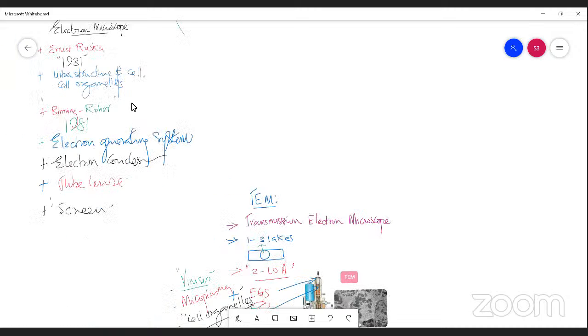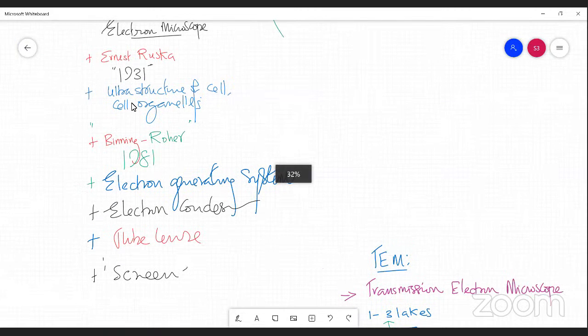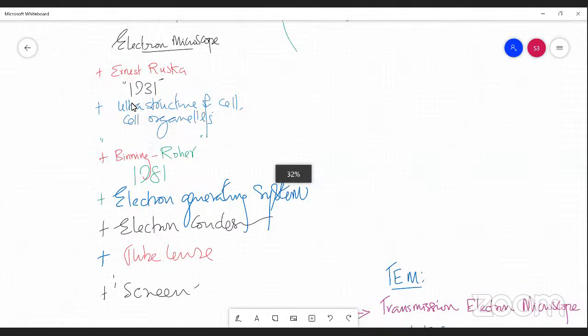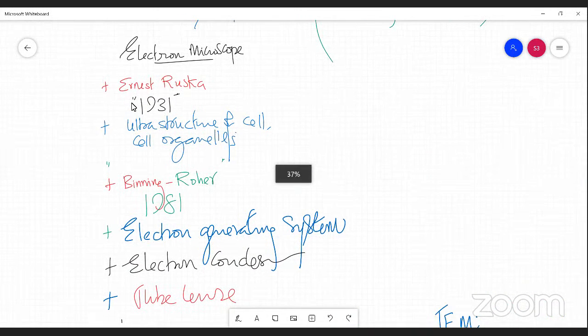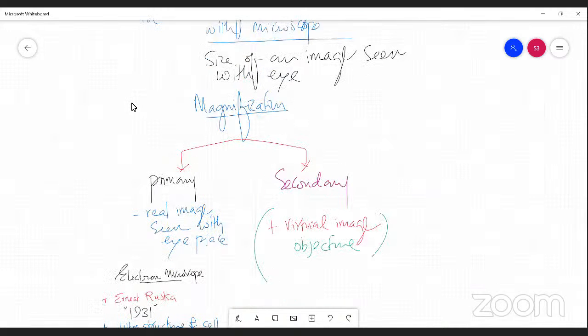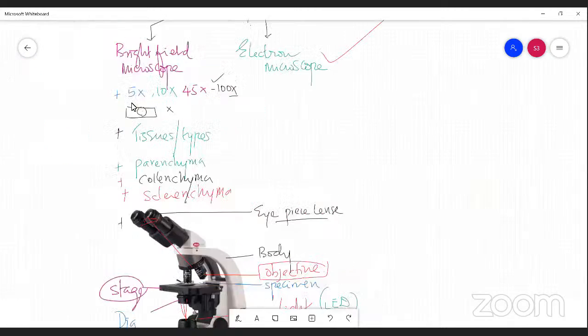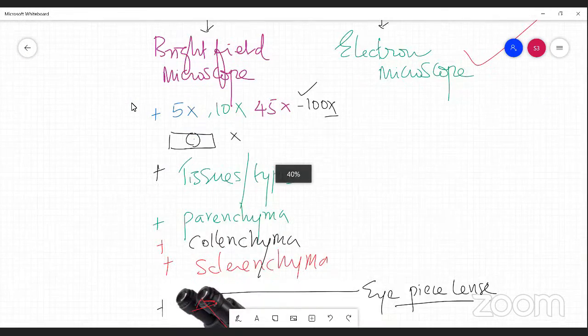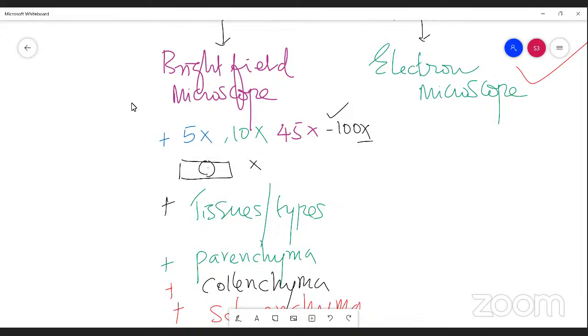Could you mention the different sizes of the lens system that we are using in the bright field microscope? 5x, 10x, 45x, maximum 100x. Very good. Right. 5x, what do you mean by 5x? How did you understand 5x? The size of an image can be increased 5 times.